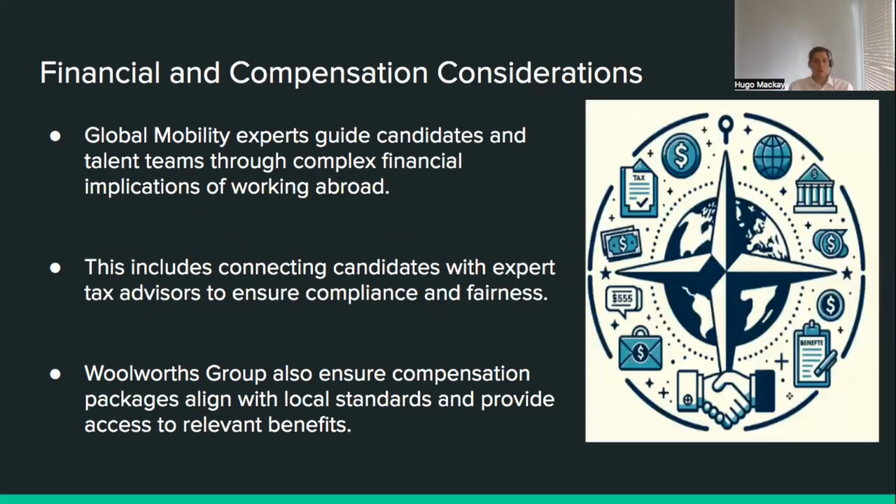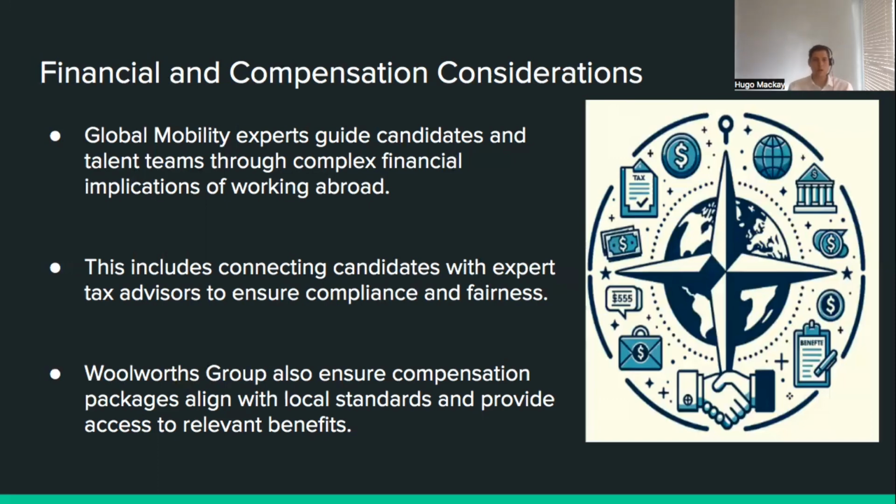Financial implications are another significant facet of international hiring. The global mobility function allows the talent team to access different countries' taxation structures and codes, which they must abide by. Working abroad can have multifaceted tax implications. The global mobility team, armed with expertise in this domain, guides the candidate and the talent team, respectively, through these murky waters, so to speak. They do so by connecting them with expert tax advisors, well versed in expatriate tax issues, and ensuring that the candidate is neither at a disadvantage nor inadvertently flouting any local regulations.